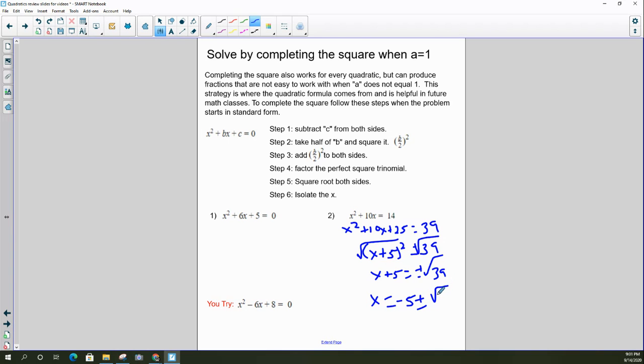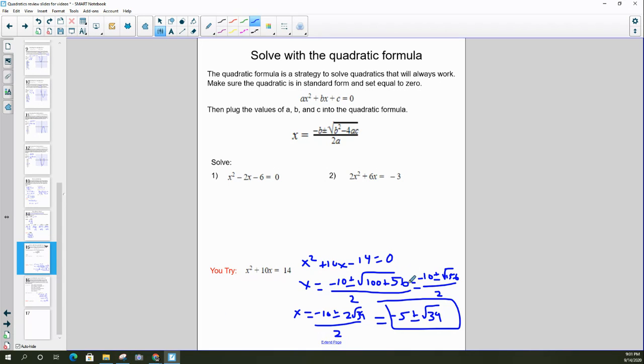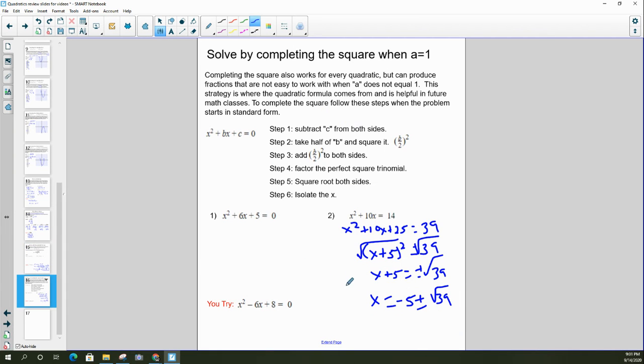And if you just watched video 12, this was the problem that you guys just did on your own with the quadratic formula. And so you could see that there was a lot more work to simplify. So completing the square was actually easier here. But again, it's easy because a was 1 and b was even. As soon as I make that an odd number, now you're going to get fractions. So there's times and places to use each.